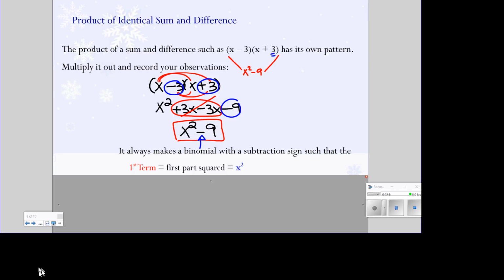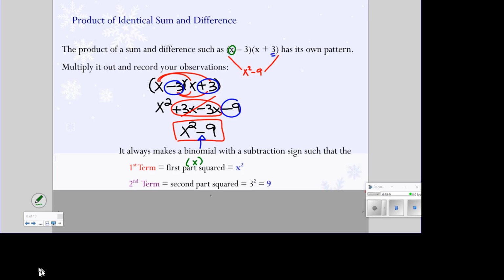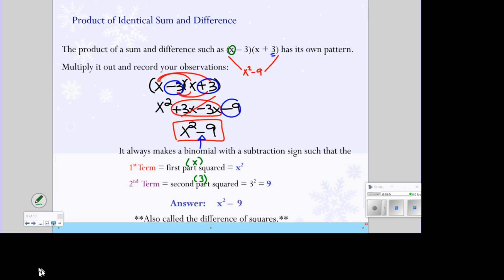So the rule is that the first term will be whatever the first part of those binomials is, the x squared. And the second term is always the second part. One's positive, one's negative, but we're just going to focus on the number 3 squared to get the 9. And there is always a subtraction sign in the middle. Always, always, always. That's a rule you can memorize.